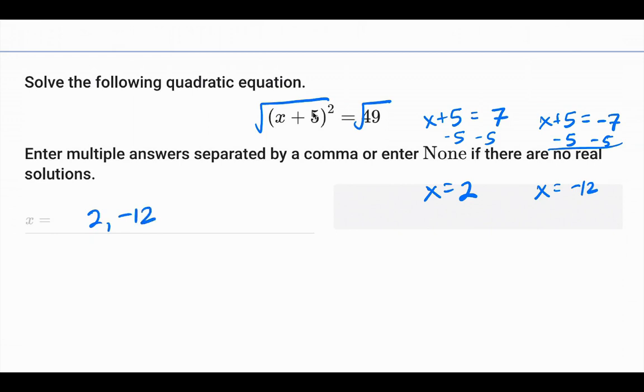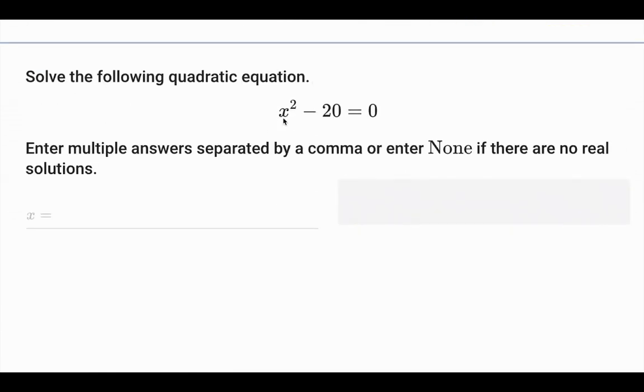The other thing you can always do is check your work. If I put 2 in here, 2 plus 5 is 7. 7 squared equals 49. That checks out. If I put a negative 12 in here, negative 12 plus 5 equals a negative 7. But when you square a negative 7, you're going to get a positive 49. So that checks out as well.